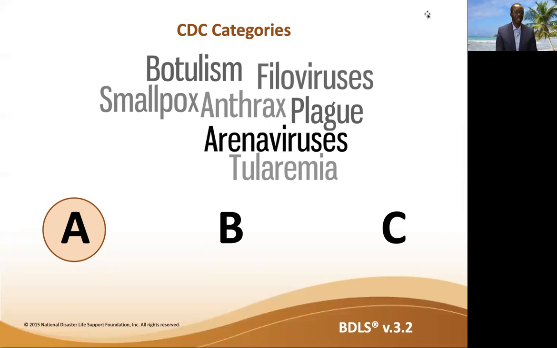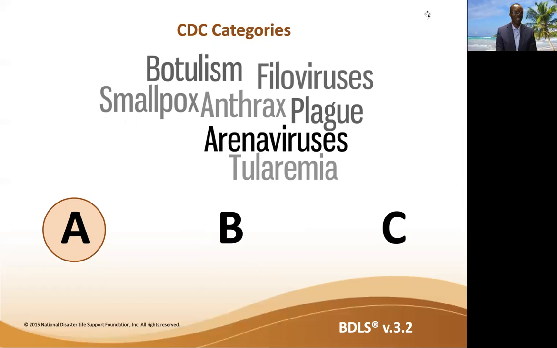Category A is the highest national priority. The bioterror agents listed in this category have the following characteristics: can be easily disseminated or transmitted from person to person, cause high mortality with potential for a major impact on public health, may cause public panic and social disruption, and require special action for public health preparedness.